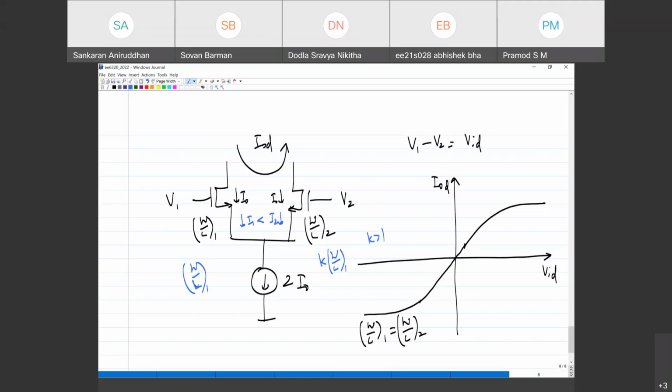So imagine M1 and M2. The VID for which the two currents will be equal, where IOD will be 0, will happen at a positive voltage. You have to apply a slightly larger voltage at V1 compared to V2 to equalize the currents. Correct? And if you apply VID, I1 will be smaller than I2 so that IOD will be 0. You get something like this.